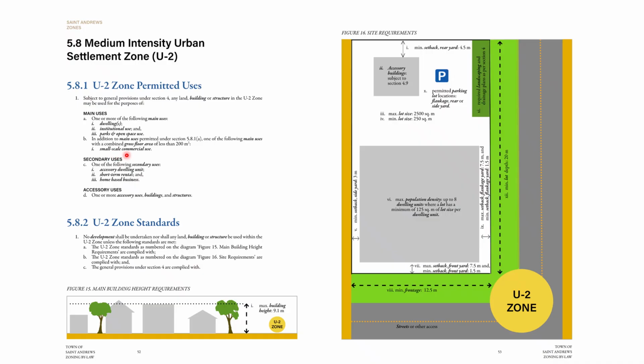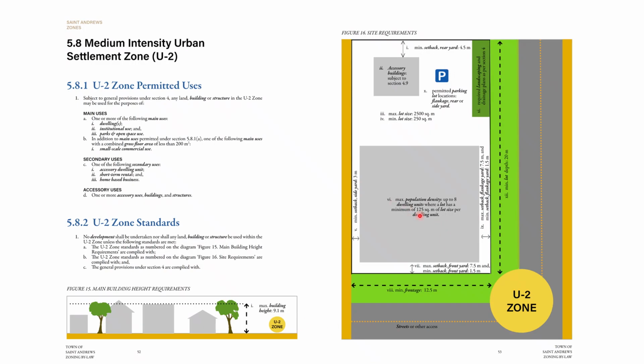You can have a main small scale commercial use up to 200 square meters. So you don't have to have one of these to have a small scale commercial use, like in the previous zone to have a home-based business. But you can still do a home-based business. There's a fairly high degree of flexibility within this zone. This zone only exists within serviced areas, so the lot standards are geared towards that. You can see the maximum building height over here.